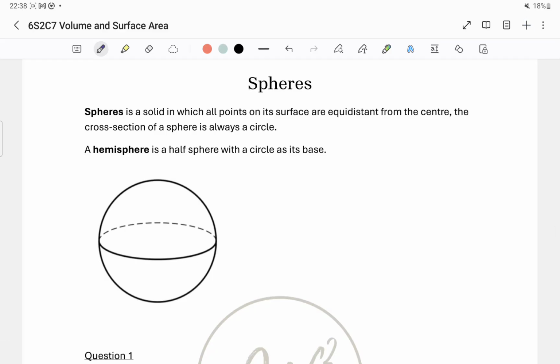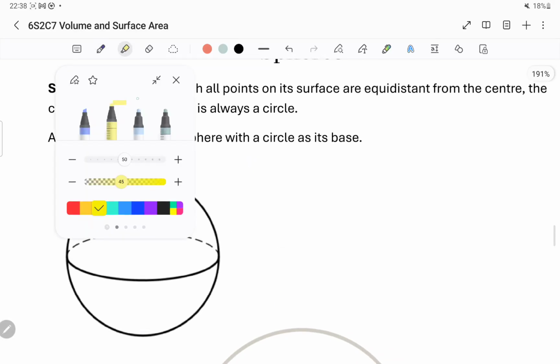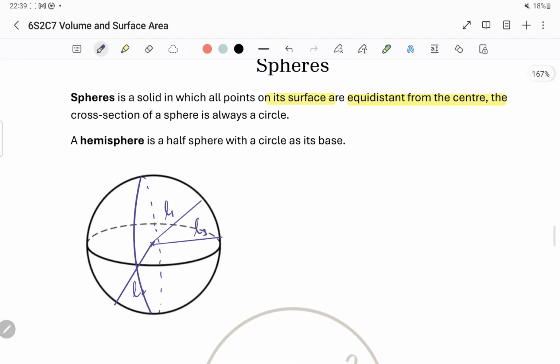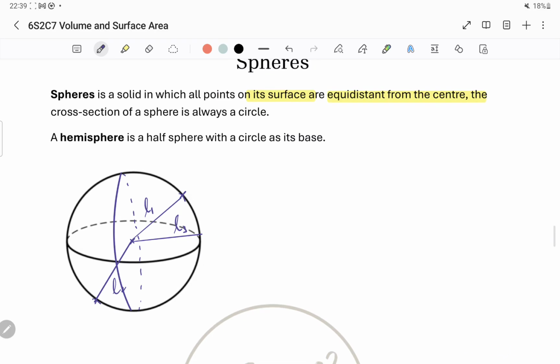Okay, next we'll be looking into spheres. Spheres is basically a ball. What it mentions here is a sphere is a solid in which all points on its surface are equidistant from the center. So for example, this is my center. This length, length 1, length 2, actually you can draw one more over here. From here to here, length 3. So this is what we mean by any point on the surface. Let's say you have a point on the surface, it will be the same distance to the center. It's basically a radius.